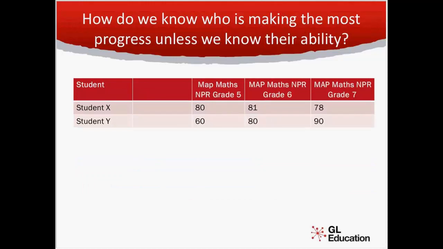This is an example now using specifically some MAP data, okay? And we've picked up on slightly different data here. We're looking at the national percentile ranks for maths scores, okay? And again, we've got student X and we've got student Y. So student X has gone from 80 to 81 to 78, whereas student Y has moved from 60 to 80 to 90. Okay, so student Y is making progress in terms of national percentile ranks, and student X has sort of flatlined and is slightly decreasing.